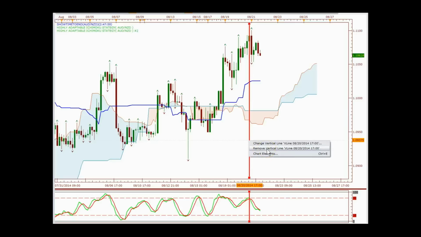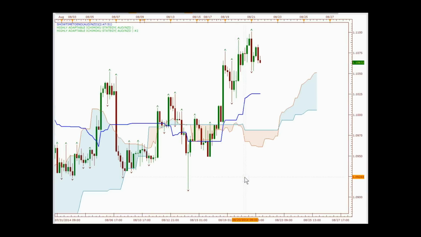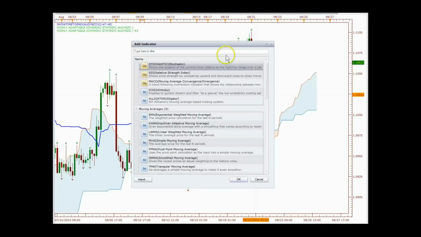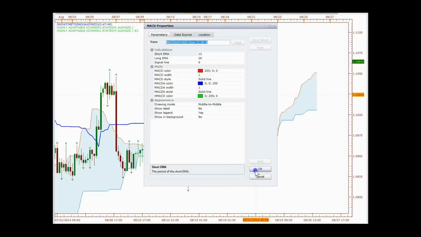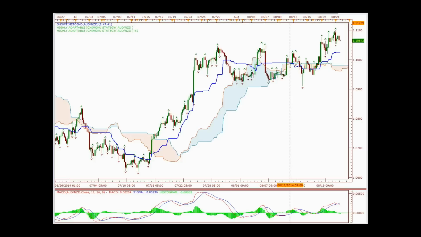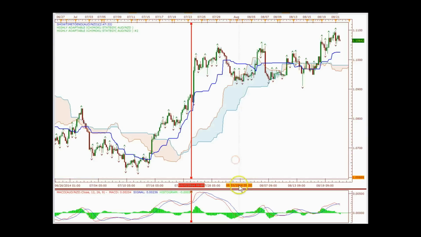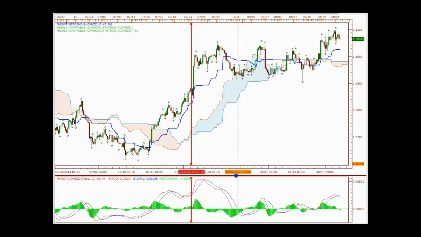So that's another thing. So let's remove that, and we'll remove this stochastics, and we'll add MACD. Let's see how MACD stands up there. Everybody loves MACD. So let's see what that does. And it's pretty much the same thing. So we have the same exact thing. We'll make this a little bigger so we could see.